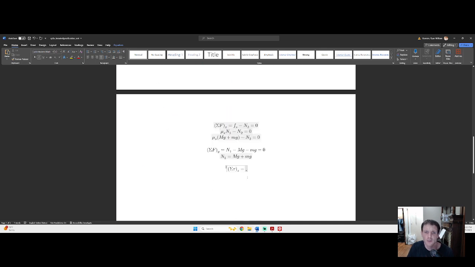Now, let's start filling this torque equation in. I'm going to write negative big M G L/2, where I'm saying big L is the length of the ladder.